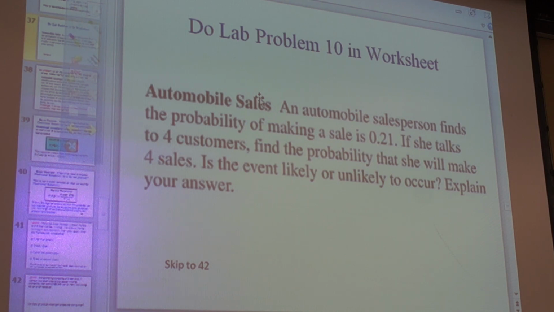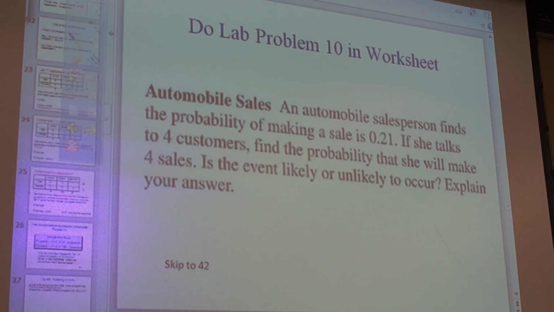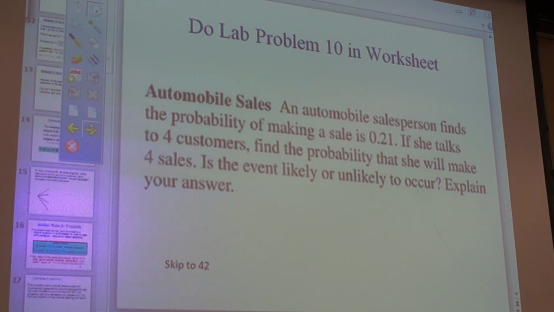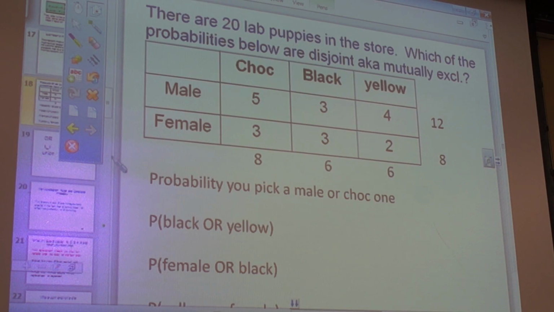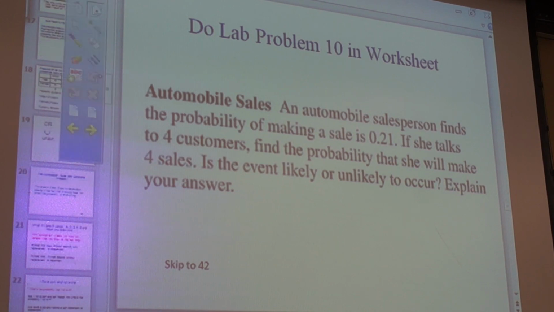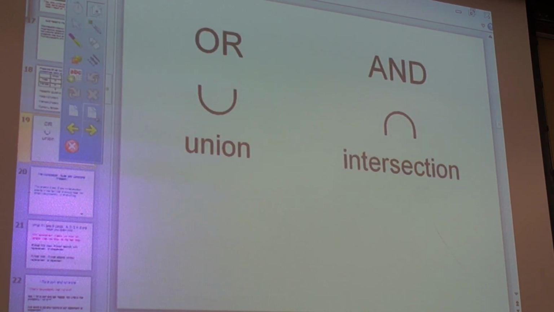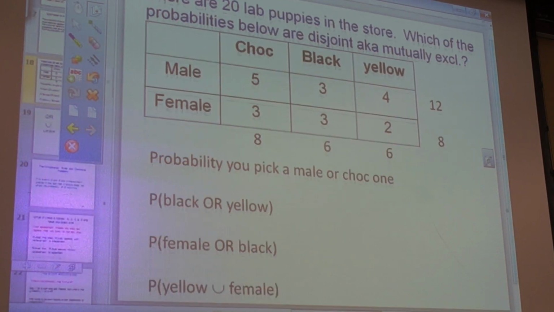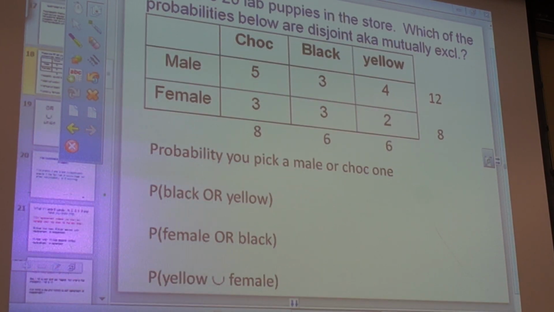So at any rate, sorry, I totally jumped ahead here. We are on this one here, mutually exclusive puppies. Okay, so there are 20 lab puppies in the store. Which of the following below are disjoint? In other words, which of the following below are mutually exclusive? So take a second with your neighbors. This is not on your paper, so don't go looking on your paper. It's not going to be there. Just take a second and look through these four. Take 30 seconds to try to figure out which ones are mutually exclusive and which ones aren't.